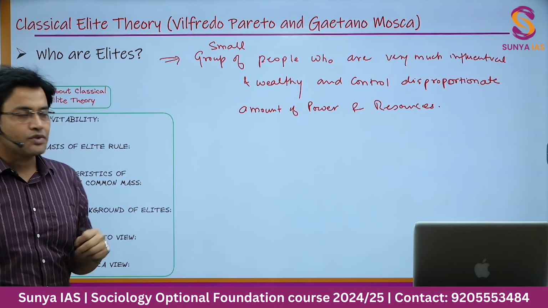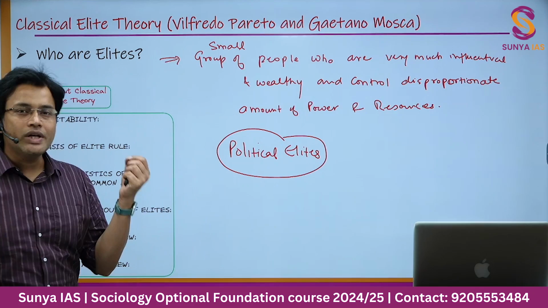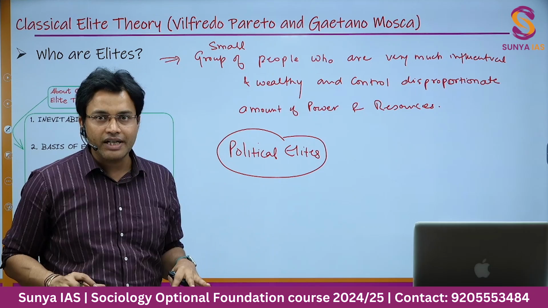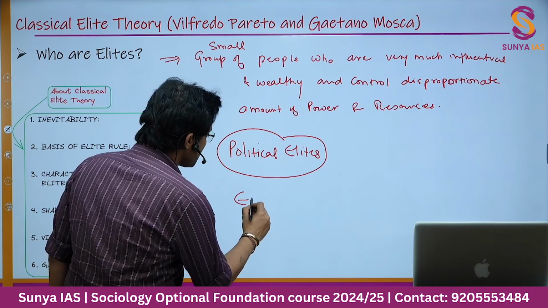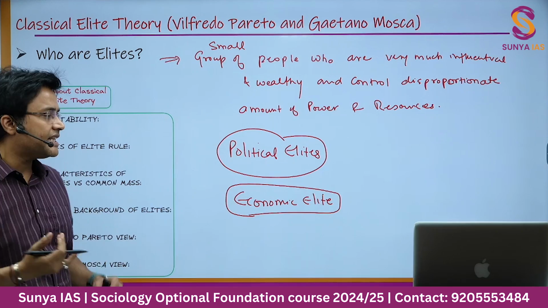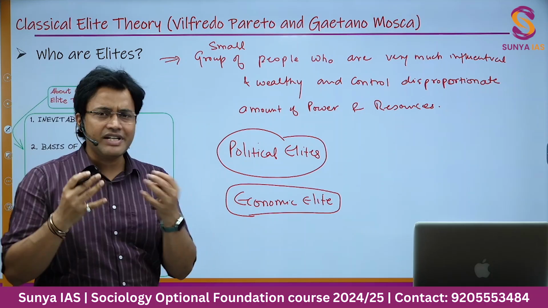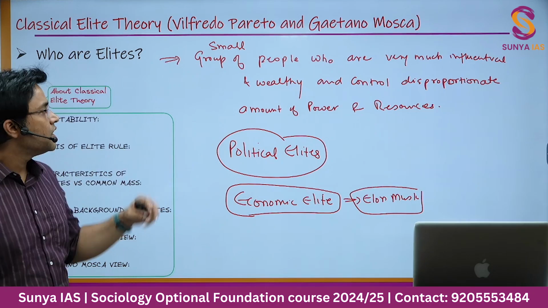Just like you can give an example of political elites, who are actually ruling the roost as far as taking any kind of decision that will have a wider impact on the society. Their decisions are final, just like chief ministers, prime ministers, or the cabinet ministers at the state level or the central level. You can also talk about the elites in the economic arena, that is economic elites who control all the means of production. They have the technology, capital, land, factory, everything they control. You can also give the example of Elon Musk. He has a lot of money. These are basically elites.